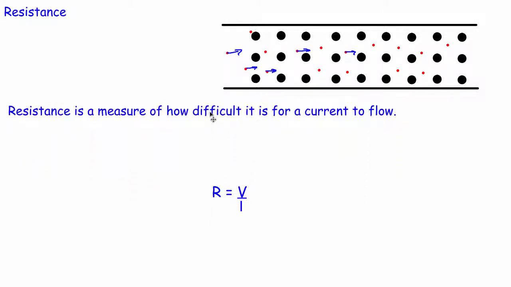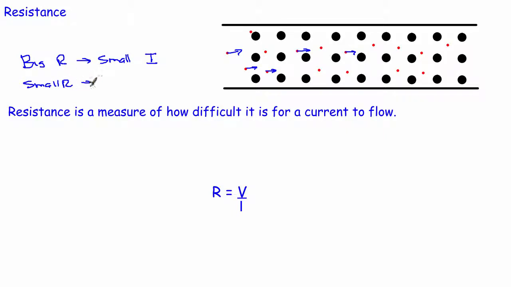It's a measure of how difficult it is for a current to flow. Basically, if you have a big resistance, the current's going to find it very difficult to flow. So if we have a big resistance, then you get a small current, small I, and vice versa. If you have a small resistance, then you end up with a big current, simply because if the resistance is small, these don't get in the way very much, and so it's easy for the current to flow, so you get a bigger current.